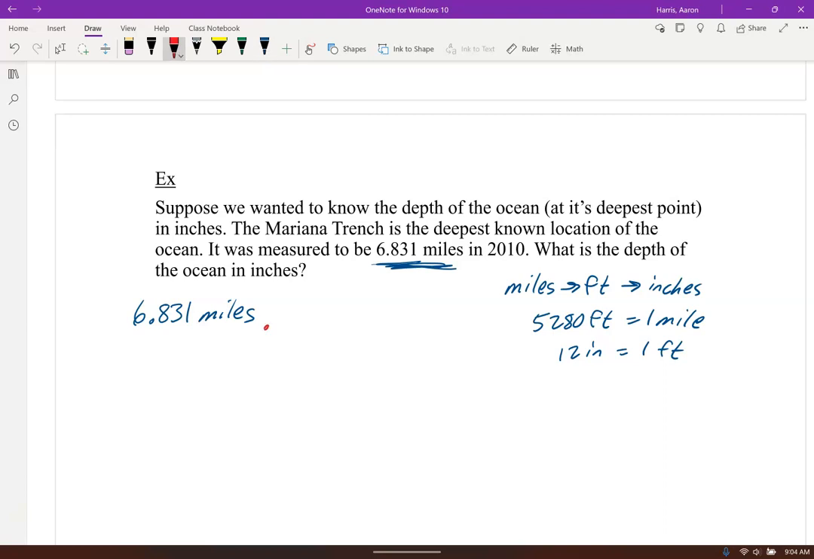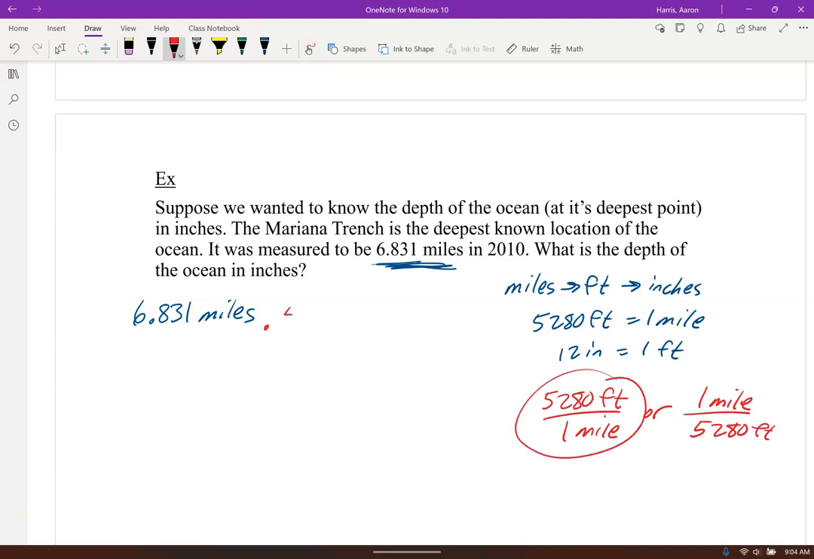So am I going to use 5,280 feet in 1 mile, or am I going to use 1 mile in 5,280 feet? Well, which of these am I going to use? I'm going to use this one because I want my miles to cancel. See how my miles cancel, and right now I'm left with feet. So if I multiply 6.831 times 5,280 on my calculator, I get 36,067.68 feet.